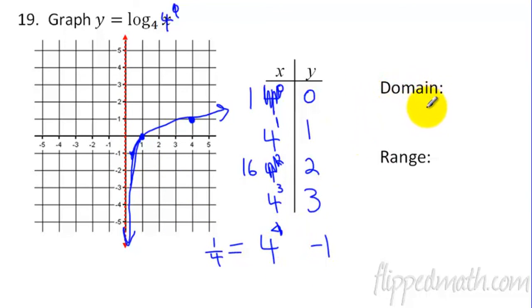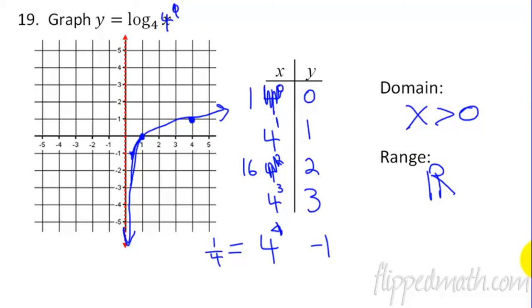x. All right, what's the domain? It's all the x values that are greater than 0. We don't say or equal to 0 because we have a vertical asymptote here. It's not actually going to get to 0. It's all the values that are bigger than 0. And the range, well, it's all the y values that go down to negative infinity and go all the way up. It does slow down, but it goes on forever. So the range is all real numbers.